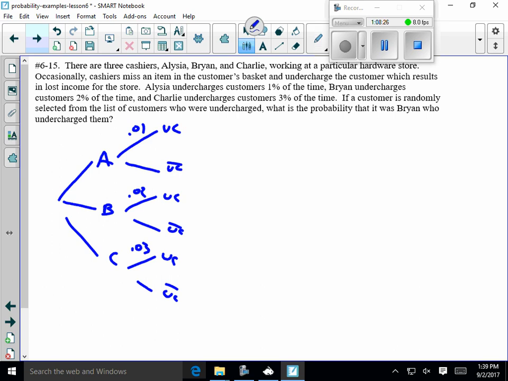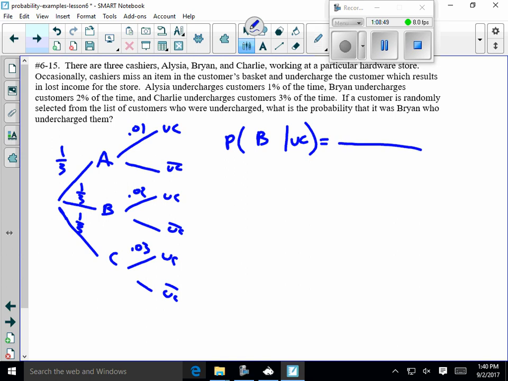Now, for us to solve this problem, we have to know what the probabilities are of these partitions, this A, B, and C here. So let's make the assumption that they're all equally likely to be the person that waited on them. That makes these probabilities all 1/3, okay? So what we're trying to find is, given that they're undercharged, what's the probability that it was Brian who undercharged them? All right, so let's see.